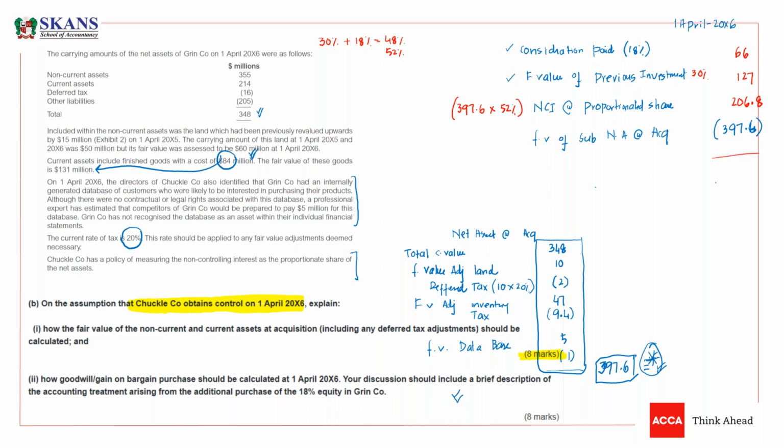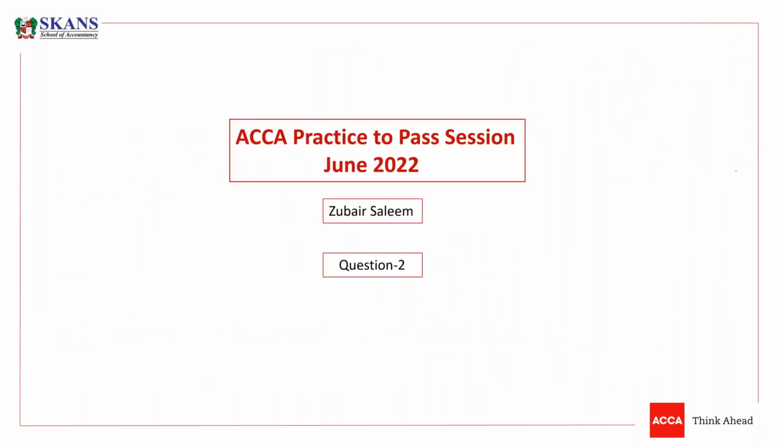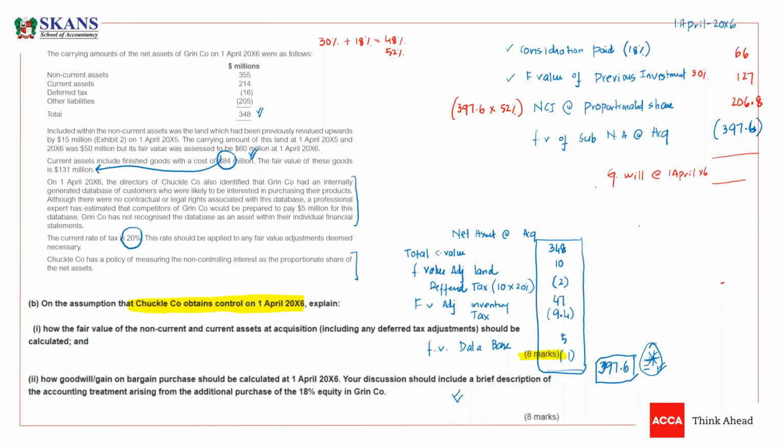So it means we have a goodwill at acquisition at 1st April X6. So we have a goodwill of, yes guys, what is the value of goodwill? 2.2. So we have a goodwill of 2.2 million. So this is goodwill, guys, 2.2.